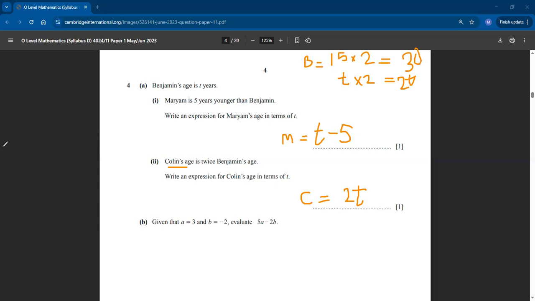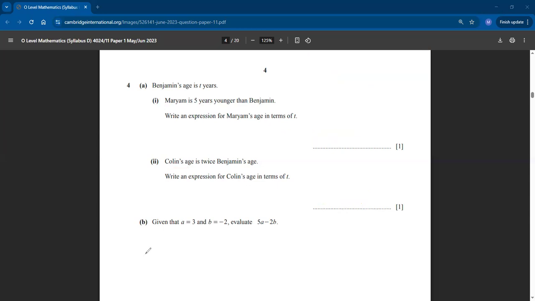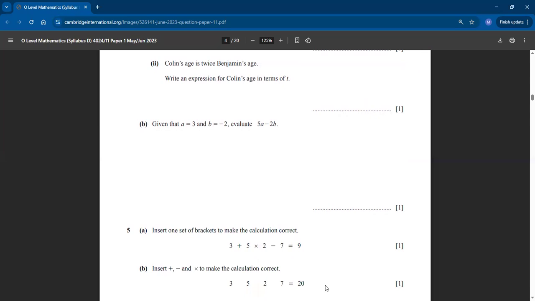Okay, let's take a look at part B very quickly. Part B says, given that A is equal to 3, B is equal to minus 2, evaluate 5A minus 2B. This is a very easy question. The value of A is given, the value of B is given. You just need to substitute the values.